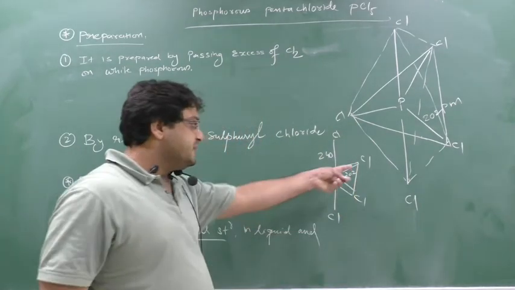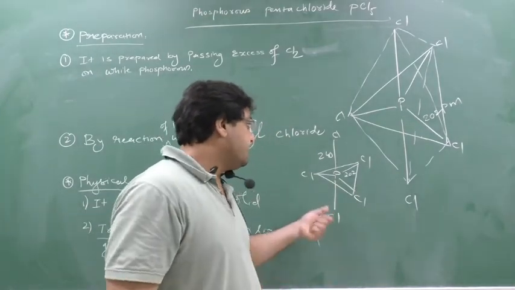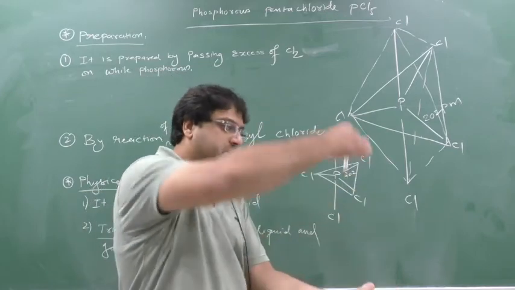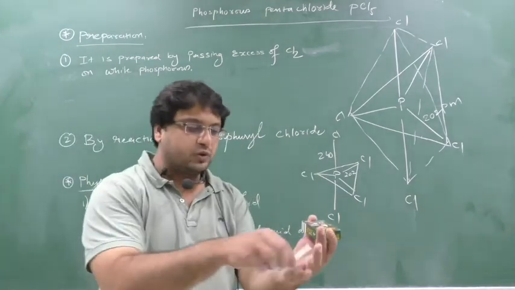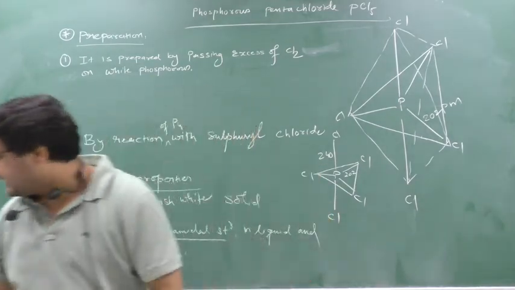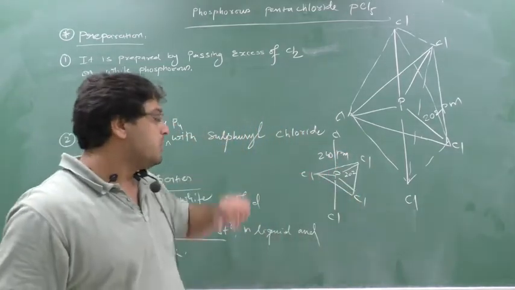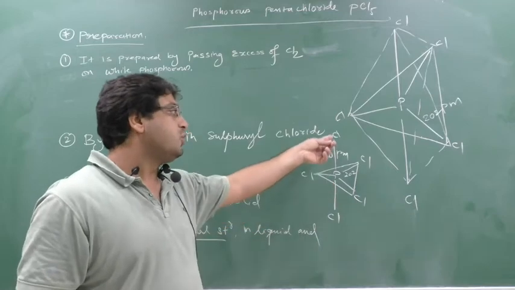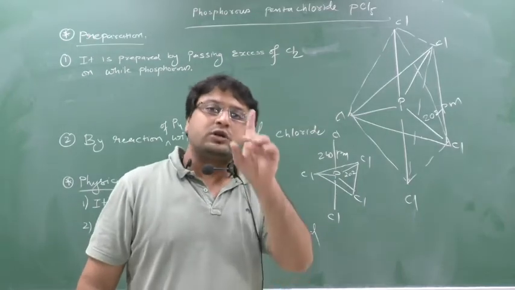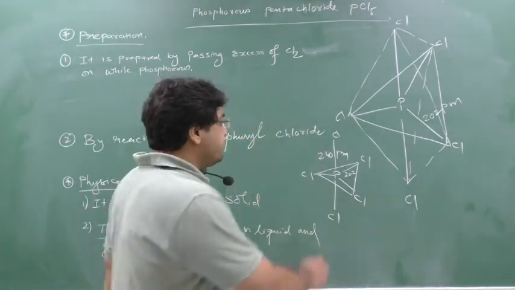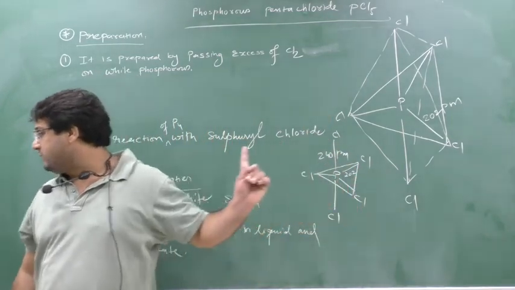The 3 P-Cl bonds which are in a planar position, their bond length is 202, but the bond length of the axial position, this means axial position is on the top, is 240 picometer. So why is the axial bond length more? The reason is the axial bond length is more due to the greater repulsion. Please remember, whenever the bond length is more, the repulsion will be greater. Due to the greater repulsion between bond pair and bond pair, the bond length is also more. So you write down this one reason.